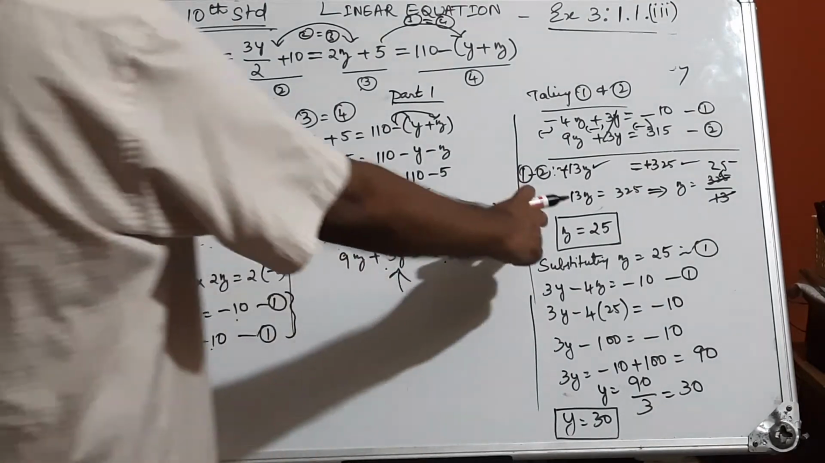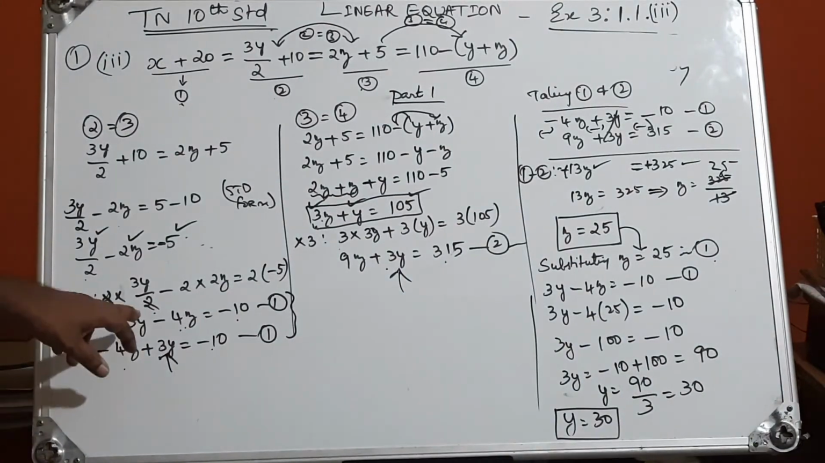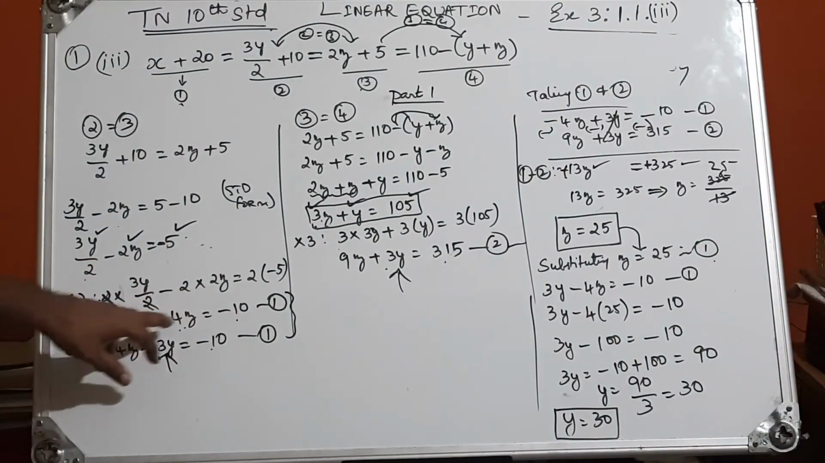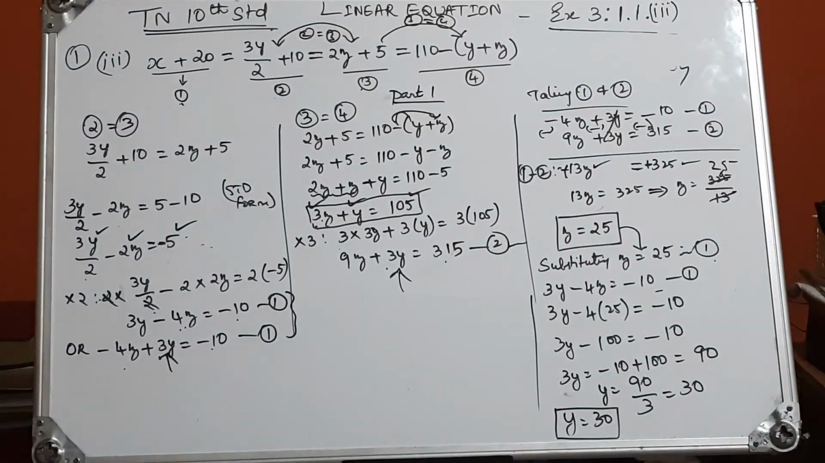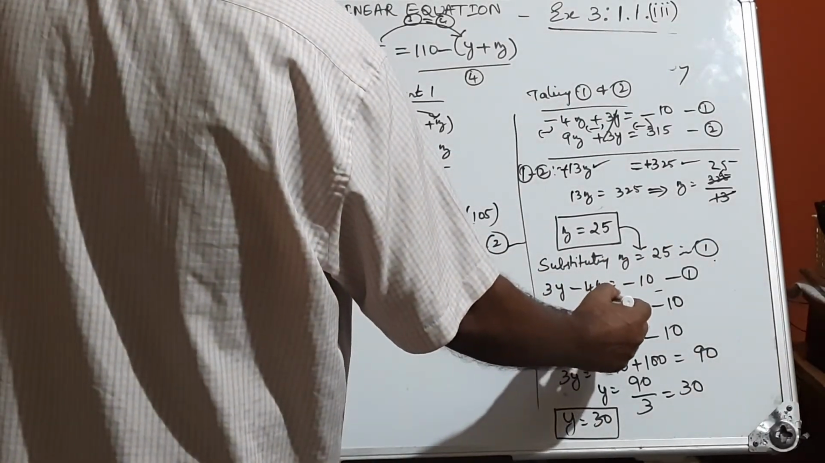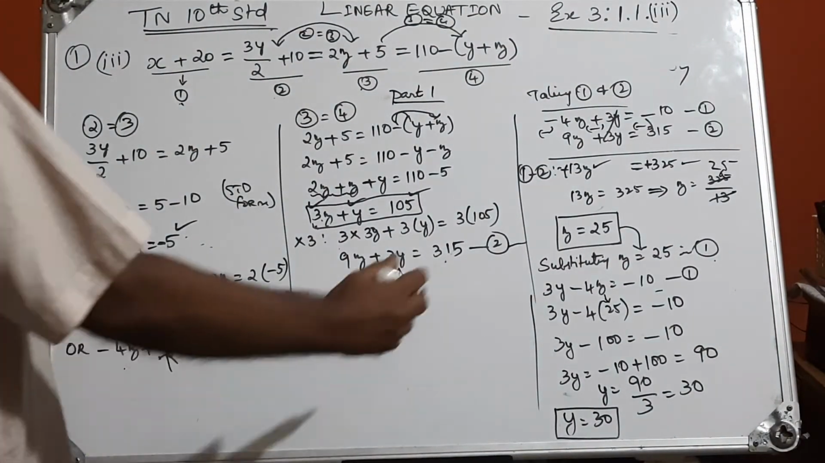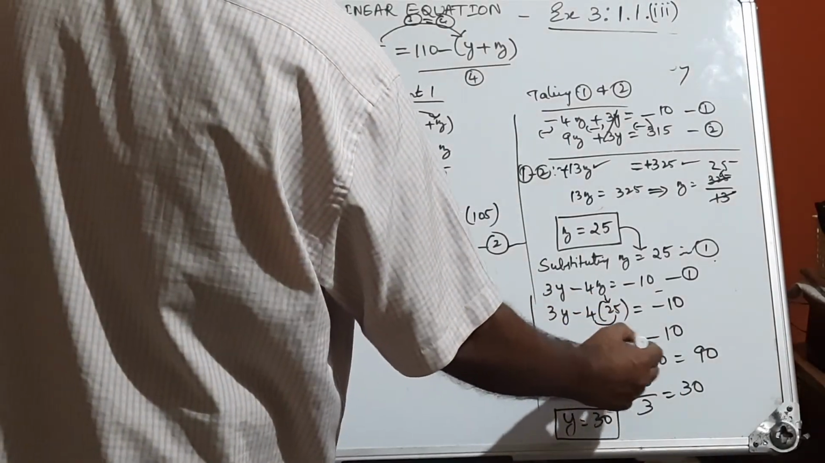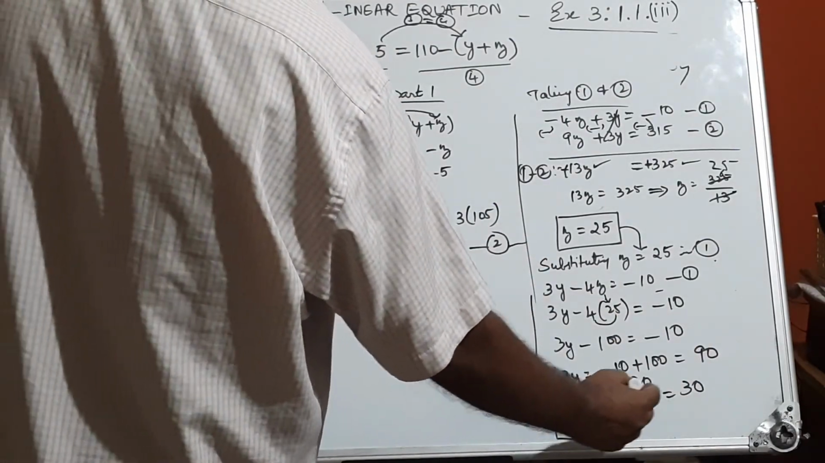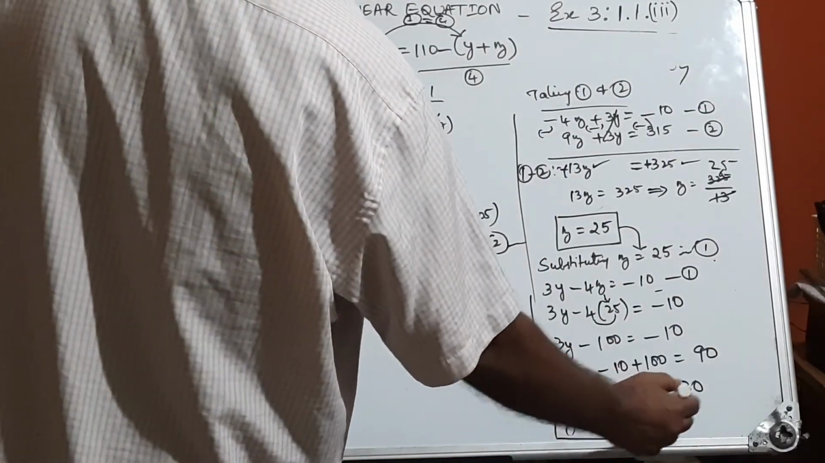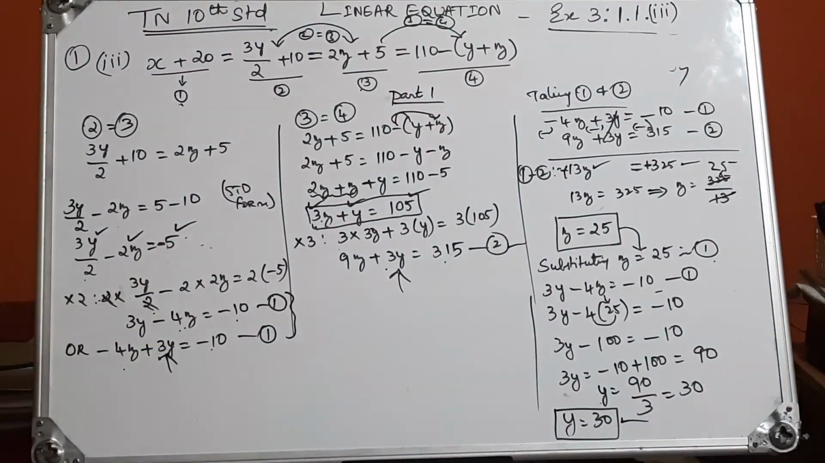Now what you do? Substitute z is equal to 25 in equation number 1. You take this equation 3y minus, both are the same, but this you can take. 3y minus 4z equal to minus 10. So 3y minus 4 into z is nothing but 25. So 4 into 25 equal to minus 10. 4 into 25 is 100. Take the 100 to that side. So minus 10 plus 100 is 90. 3y equal to 90 and y equal to 90 by 3 and y is equal to 30. Now the last one is x. We will do it as part 2.